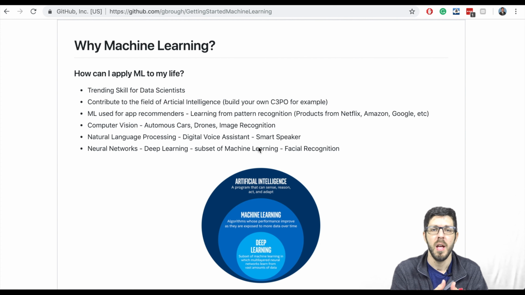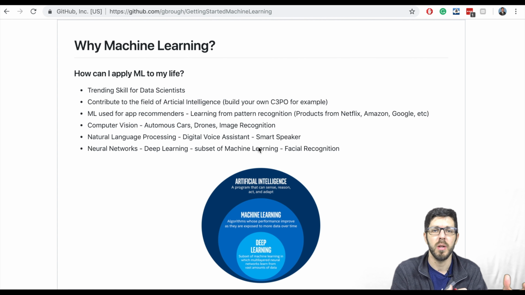So for example, you can build your own robot, maybe make some machine learning with a robot. More practical, other than getting a job, is there's a lot of machine learning in app recommenders. So for example, Netflix, Amazon, Google, either they are recommending products or movies or even ads are being recommended for you, and this is all done from machine learning.